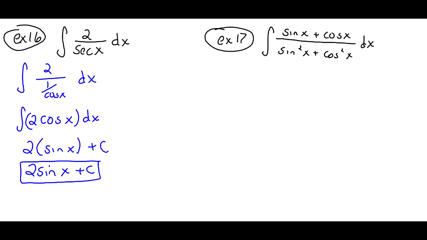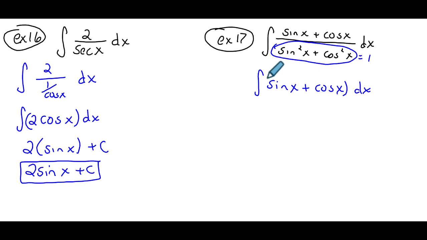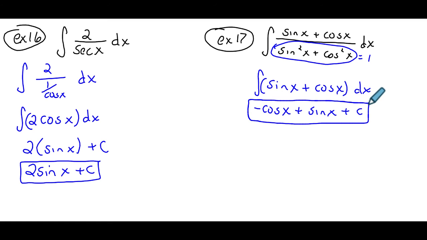Here I have to recall some of my trig identities. Well, I know that sine squared plus cosine squared is equivalent to 1, so this becomes just the integral of sine of x plus cosine of x dx. So sometimes we're going to use some of the trig identities that you learned in trig class. And so I know the integral of sine of x is negative cosine of x, and the integral of cosine is sine, plus c. So sometimes on the trig you will have to do some simplifying.